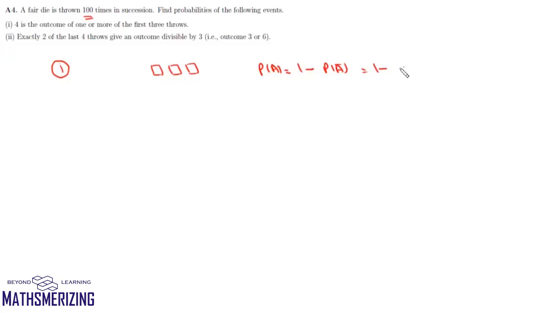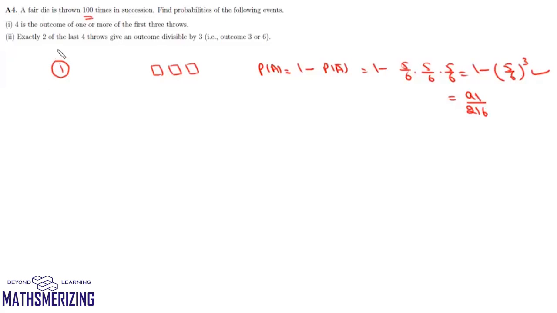Now it's not 4 on the first throw, so it'll be 5 by 6. And then it's not 4 on the second, and it's not 4 on the third. So it'll be 1 minus (5 by 6) cubed. And this value is equal to 91 upon 216.